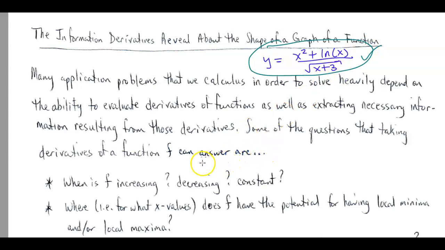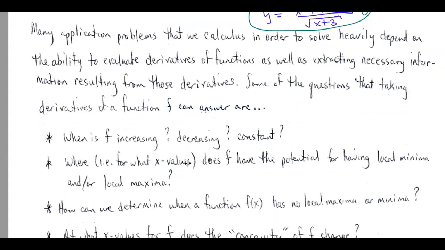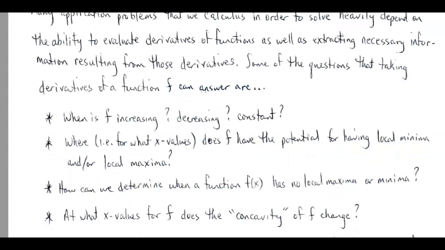Now, what are some of the questions that looking at derivatives, and particularly first and second derivatives, can answer for us, okay? Well, the first thing they could answer is, when is our function increasing? When is it decreasing? When is it constant, okay? And of course, we can figure out this information by knowing what is going to be the slope of the tangent line at various x values, okay?